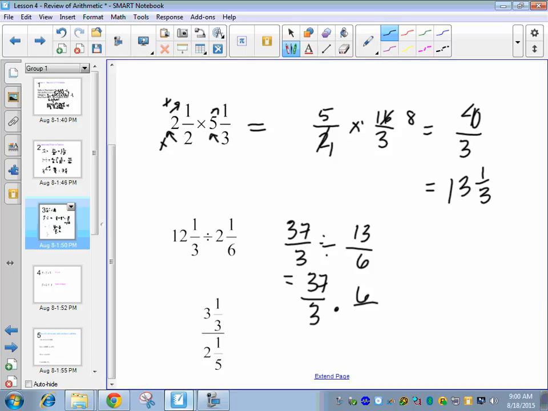Times 6 over 13. And you guys know how to do this, right? Cross cancel, everyone got this? You just did a bunch of those just like that, right? And the next one's the exact same, right? That division sign means the same thing, right?